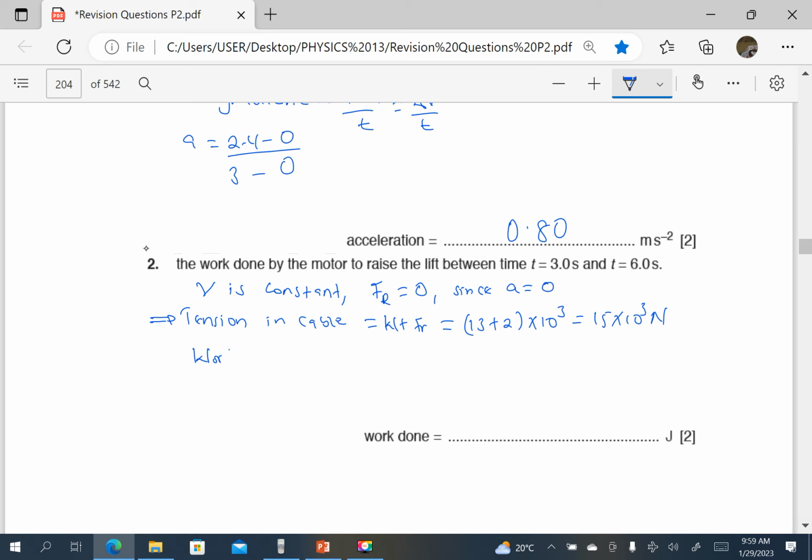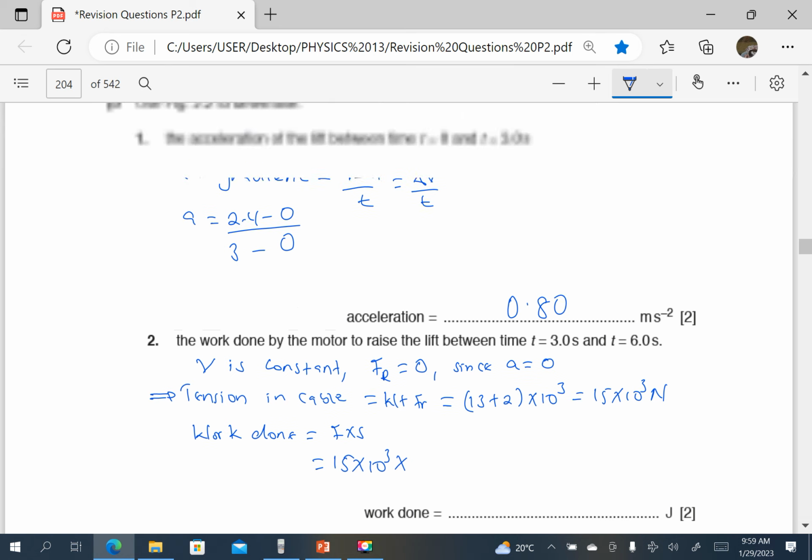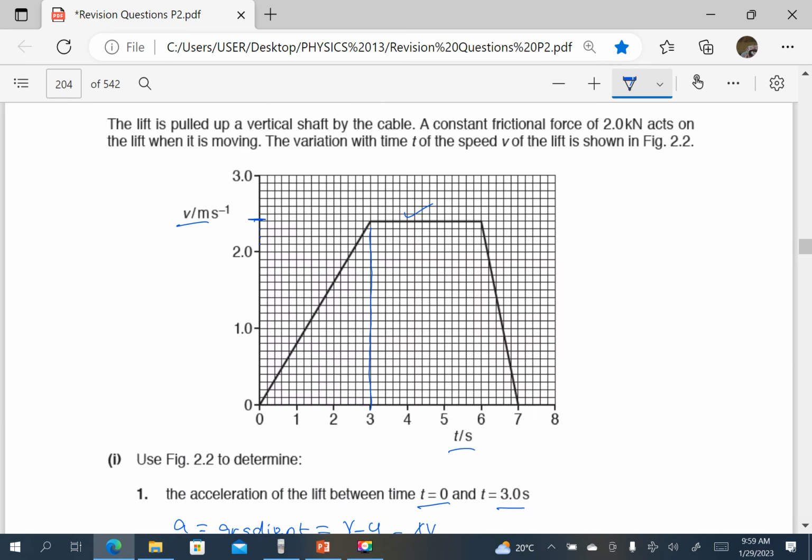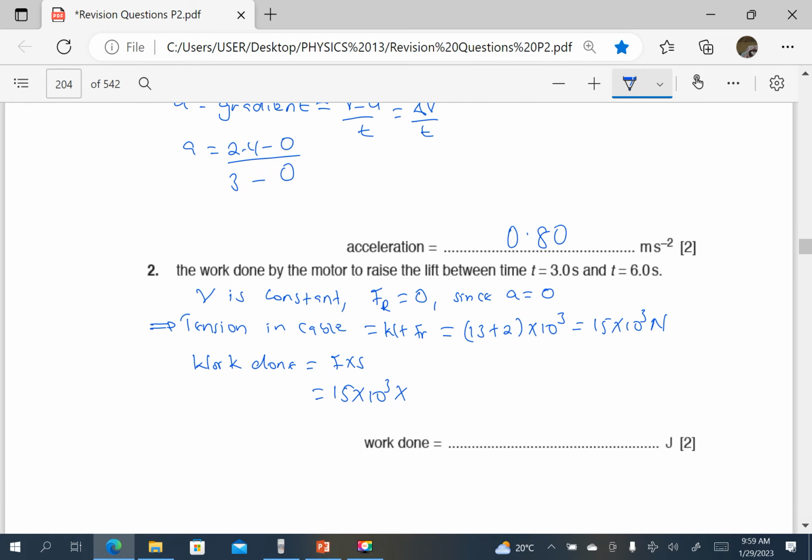So let's see, the work done is equal to the force times the distance. The force is going to be 15 times 10 power 3, times the distance through which it moves. Distance is going to be the area under this graph. So the distance moved is the area under this part between 3 and 6, which is actually a rectangle. Remember, this is 2.4 and this distance is 3. So the distance is 3.0 times 2.4.